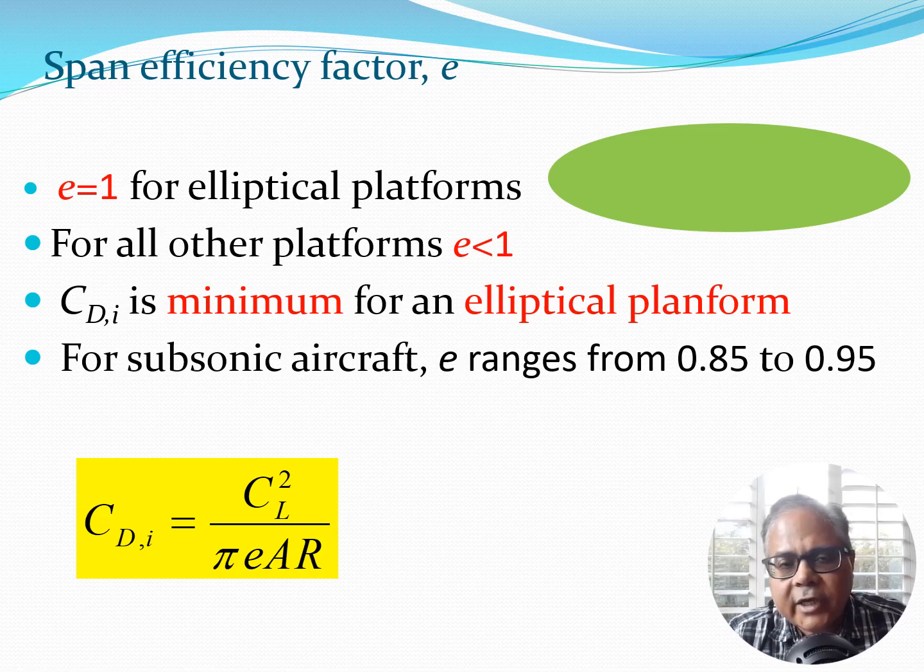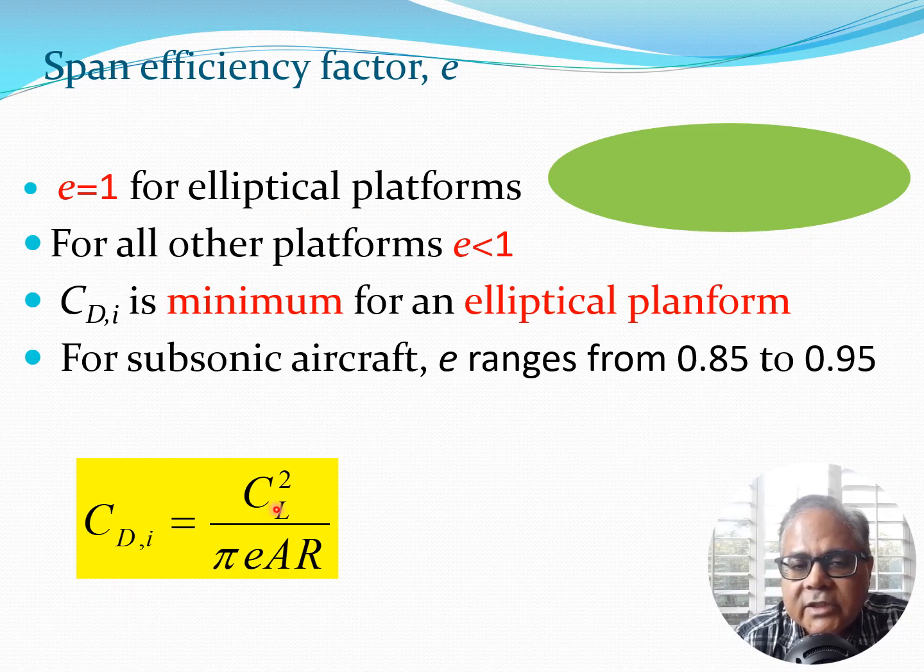So let us now look at something which happens in the real world. In the real world, E is defined as the span efficiency factor. This is introduced because we know that most real airfoils or real aircraft are not going to have an elliptical cross section. They are going to have something like a rectangle or a trapezoid or some complex cross section. So, for example, if we did have an aircraft with an elliptical planform, then E would be 1.